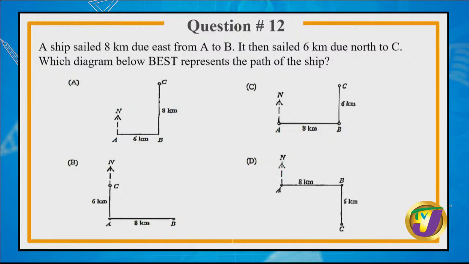So here we are now at question 12. A ship sailed 8 kilometers due east from A to B. It then sailed 6 kilometers due north to C. Which diagram below best represents the path of the ship? All right, so the words "sailed due" are telling me that we are looking at a bearings question, with the cardinal points, north and east. So we are looking at a bearings question, but this time our solution is represented in diagram format.